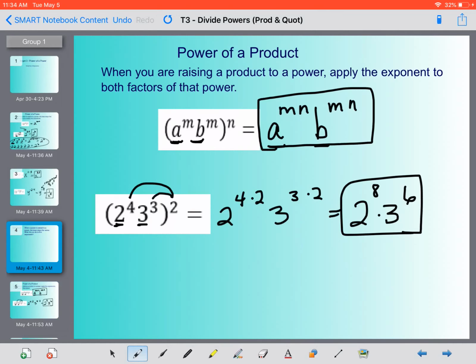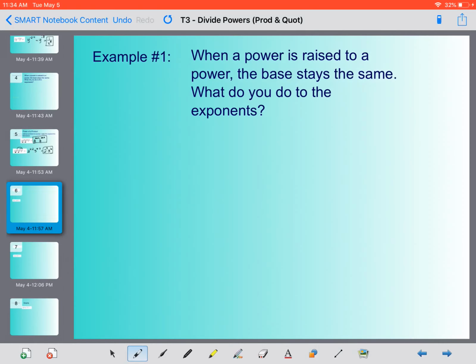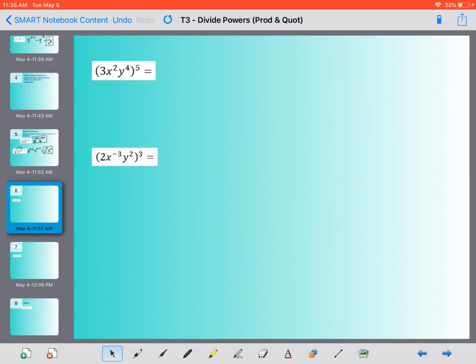Okay. Oh, we went backwards. Hold on. Okay. So here's a couple examples that we're going to look at. They have some coefficients involved.